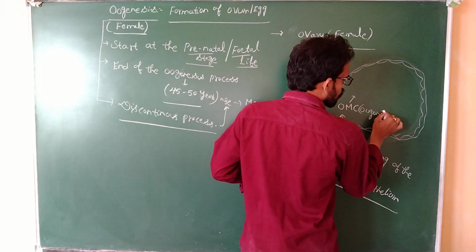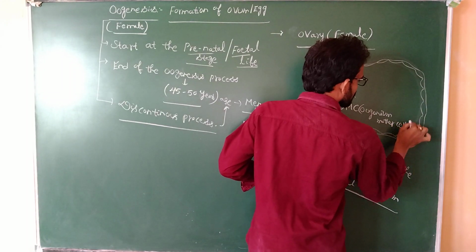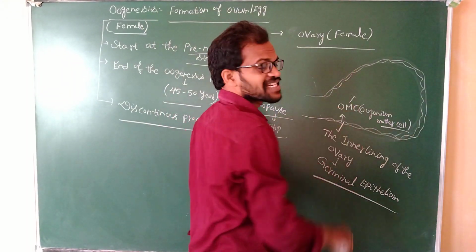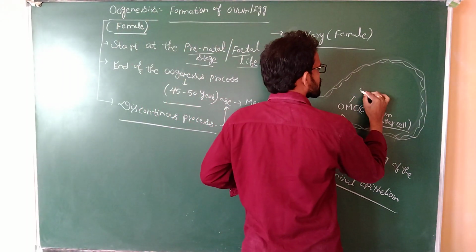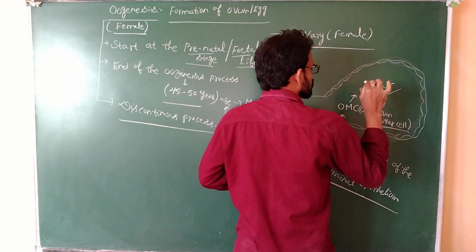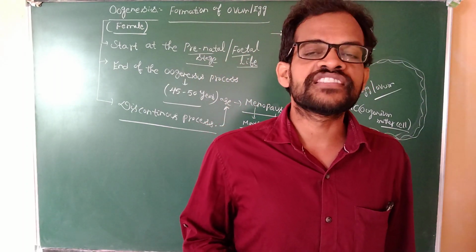Oogonium mother cells. A number of oogonium mother cells are present in the inner lining of the ovary. They continuously divide and produce the egg or ovum. This process is known as the oogenesis process.